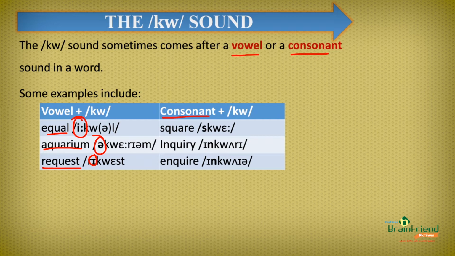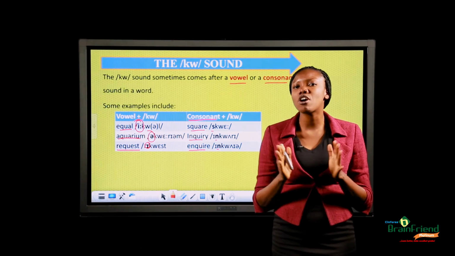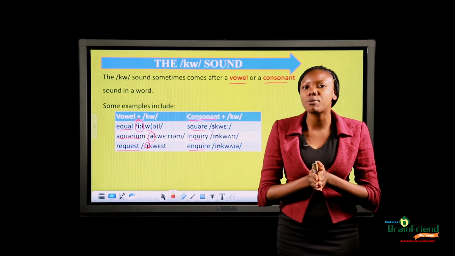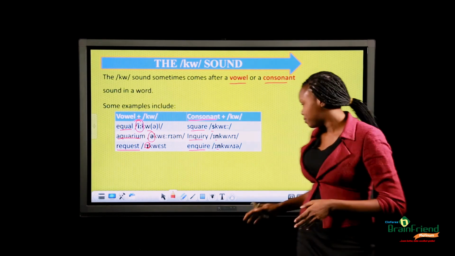For the consonant sounds, we have square, where we have the S sound coming before the kw sound. Next, we have inquiry, where we have the N sound coming before the kw sound. And lastly, we have enquire, where we have the N sound coming before the kw sound. Having known this, let's go to the focus of this study, which is looking at consonant sounds that come before the kw sound.